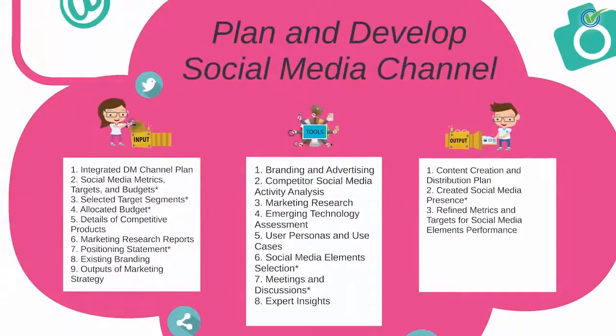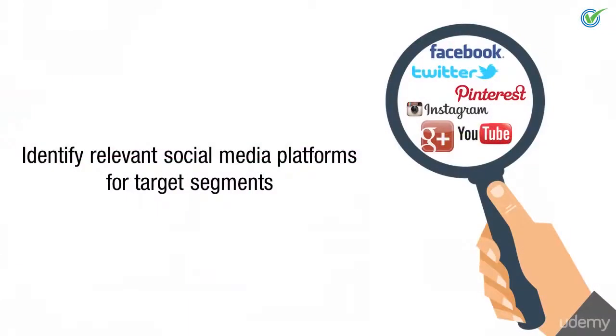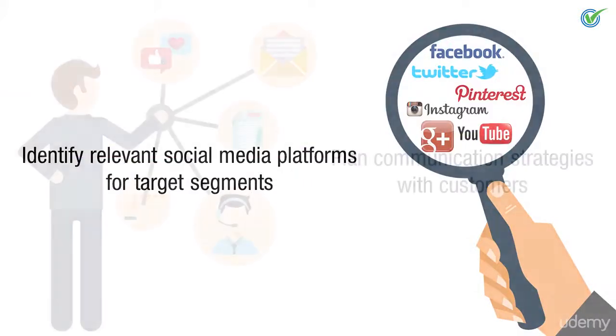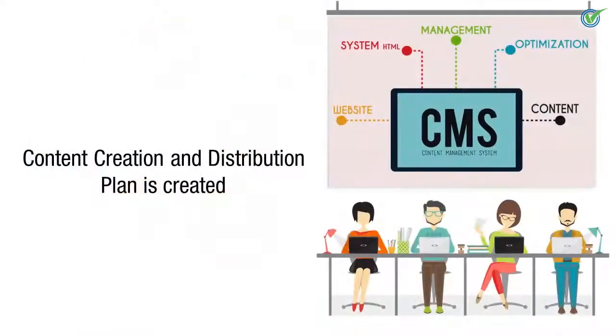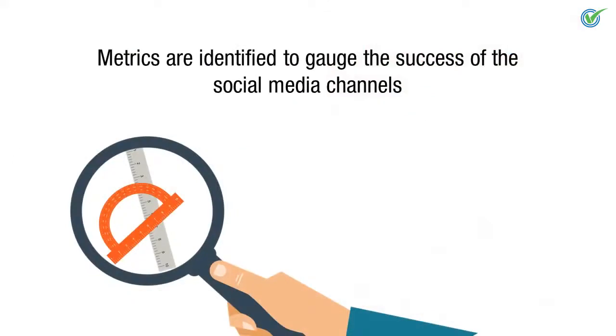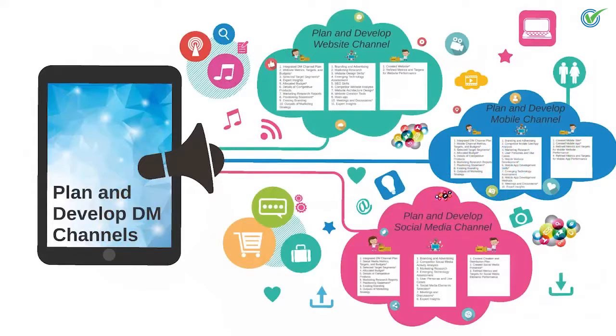Plan and develop social media channel. In this process, the organization identifies the relevant social media platforms for its target segments and plans its communication strategies with customers using these platforms. The content creation and distribution plan is created and metrics are identified to gauge the success of the social media channel. This figure provides an overview of the three processes in planning and developing digital marketing channels.